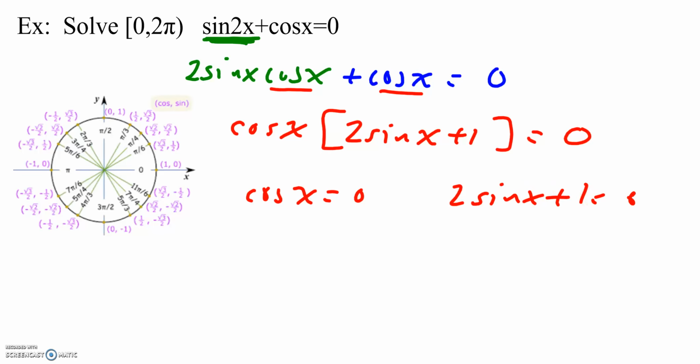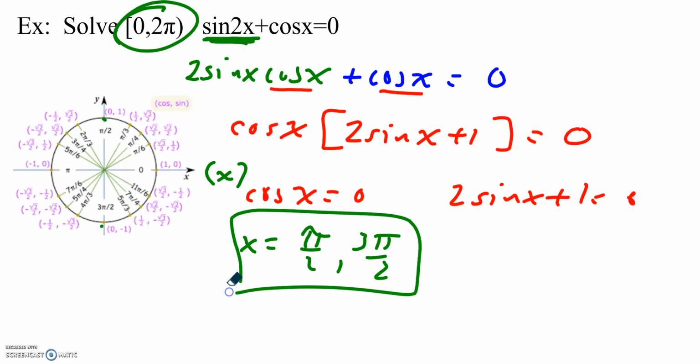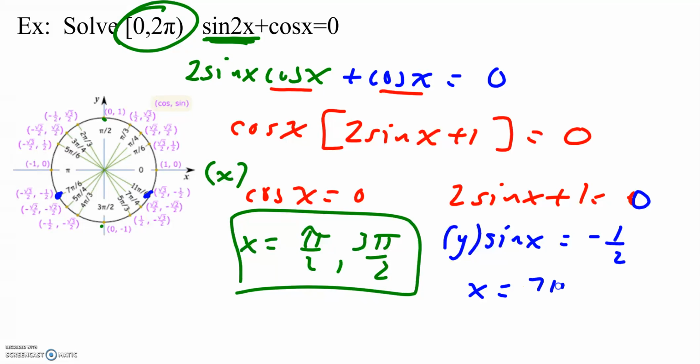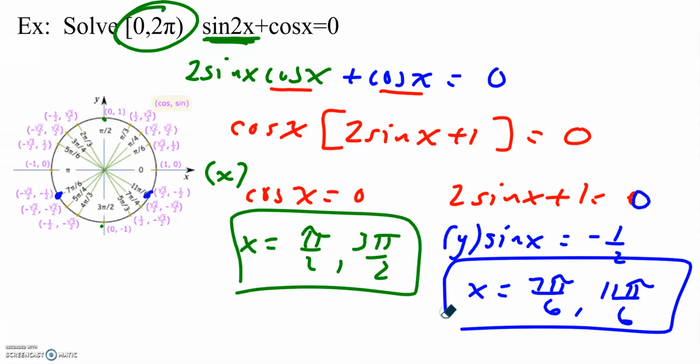Where on the unit circle, from 0 to 2 pi, so one rotation, is the x value 0? Here and here. So my answers would be pi over 2 and 3 pi over 2. And from this example, if you solve this and set it equal to 0, we would get sine of x equals negative 1/2. Where are the y values negative 1/2? Here and here. So this angle x value would either be 7 pi over 6 or 11 pi over 6 with one rotation between 0 and 2 pi.